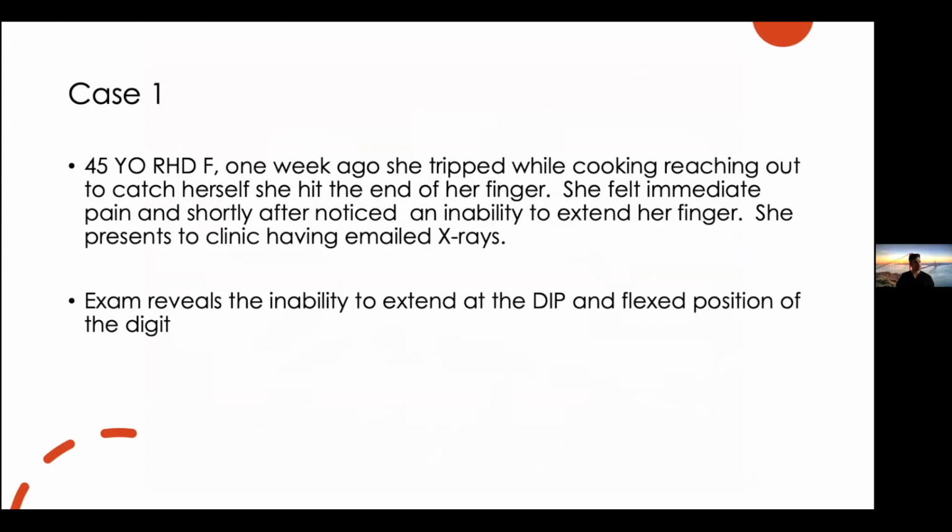Okay, first case. 45-year-old right-hand dominant female. One week ago, she tripped while she was cooking in the kitchen. She reached out to catch herself and hit the end of her finger. She felt immediate pain and shortly thereafter noticed an inability to extend her finger at the DIP joint. She presents to clinic having emailed x-rays previously. Exam reveals the inability to extend at the DIP and a flexed position of the digit at the DIP.